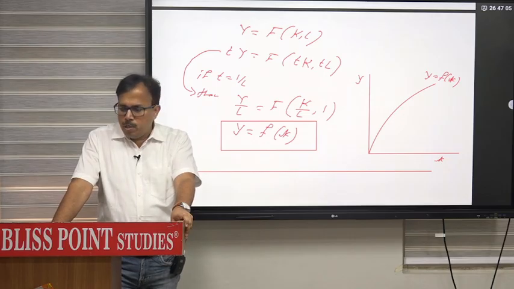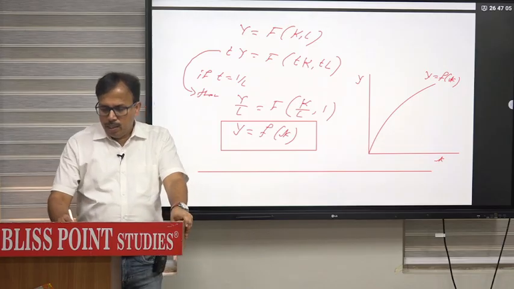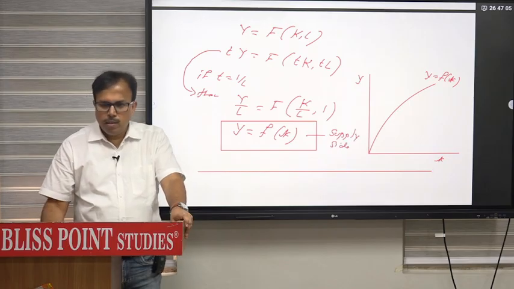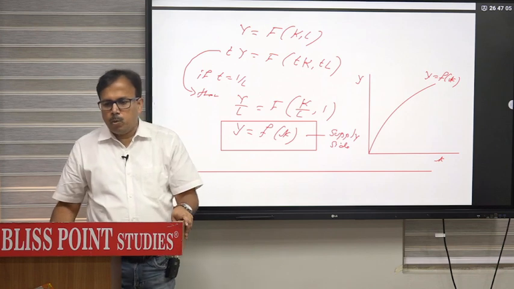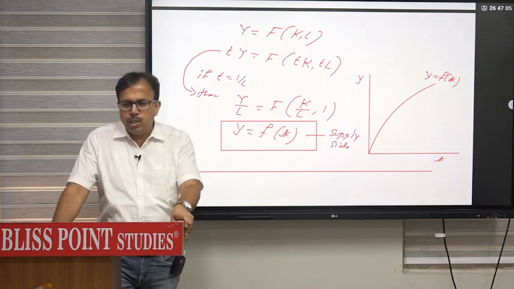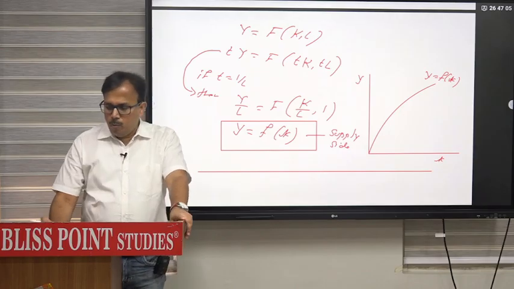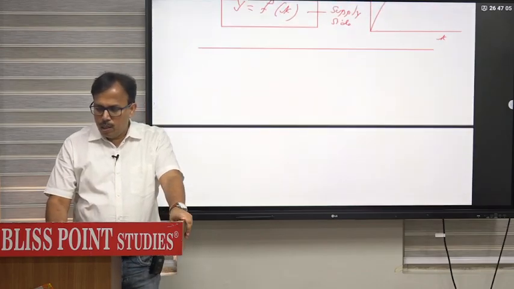Now we move from supply side to demand side. ठीक है, this is the equation written for the supply side. Production function is actually supply. How much you are able to produce, that means how much you are able to supply in the economy. Now move from supply side to the demand side.